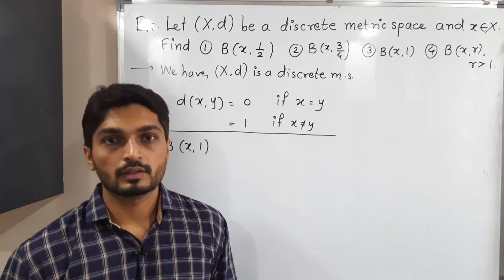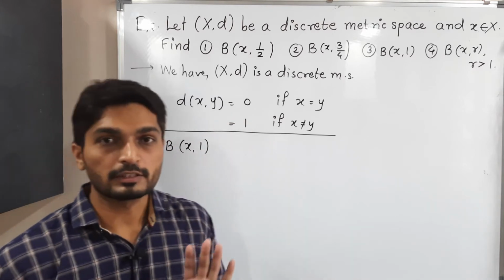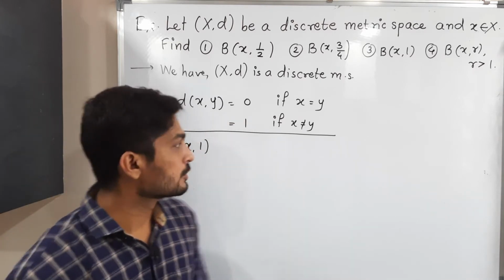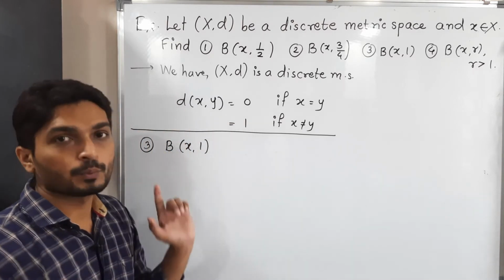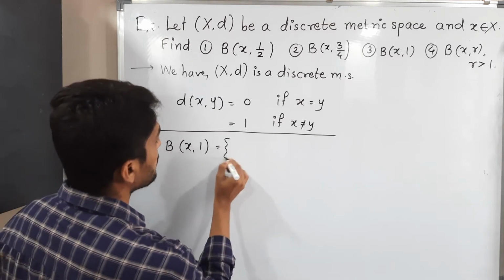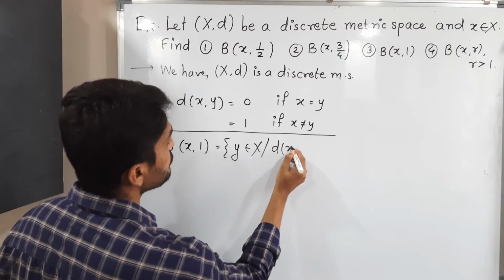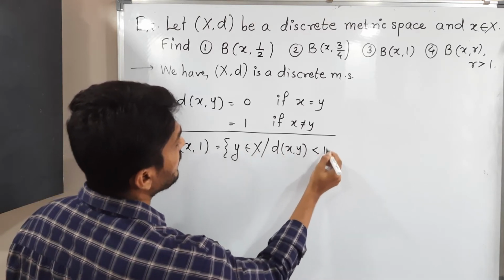So let us discuss the third sub question. I have kept this definition here so we can use it. The third sub question is B(x, 1). So by definition, tell me what can I write? The definition says this is nothing but all points of x such that distance from x is less than 1.